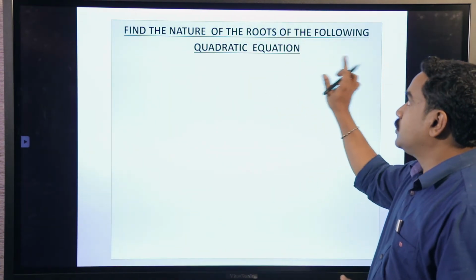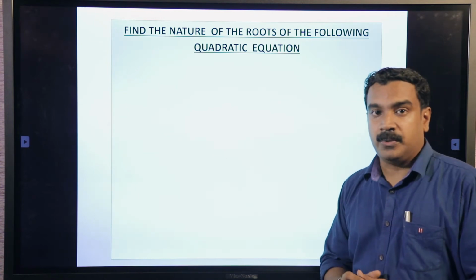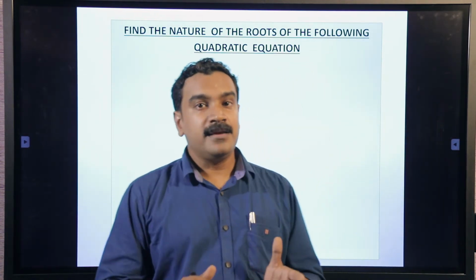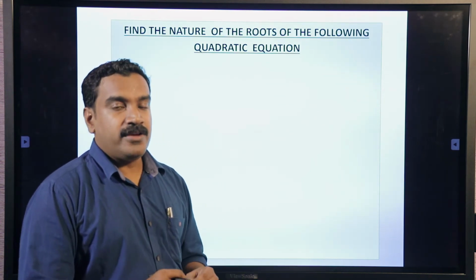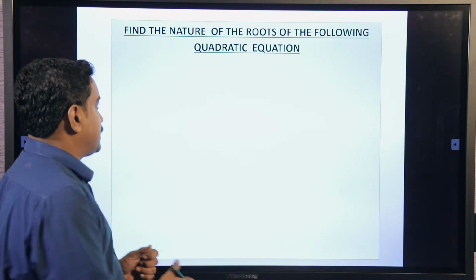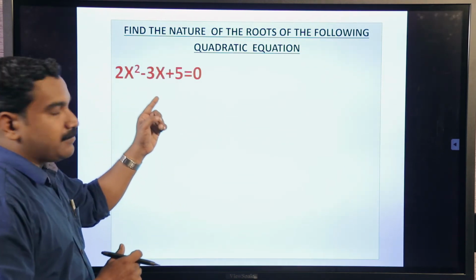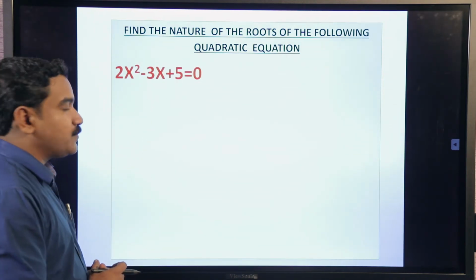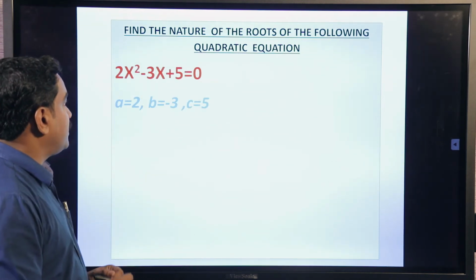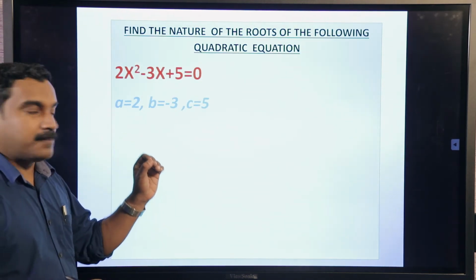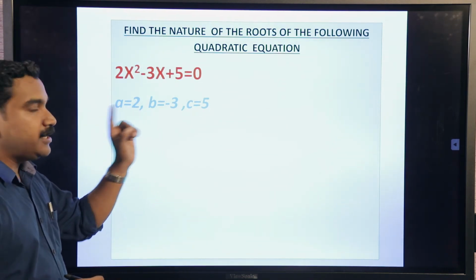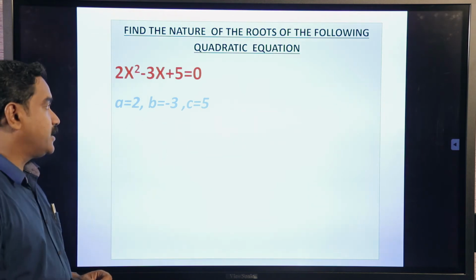Find the nature of the roots of the following quadratic equation. How can we find the nature of the roots? Very simple: find D, the discriminant. Look at the question: 2x square minus 3x plus 5 equals 0. First you want to write what is a, what is b and what is c. Compare with ax square plus bx plus c equals 0. You will get a equals 2, b equals negative 3 and c equals 5.